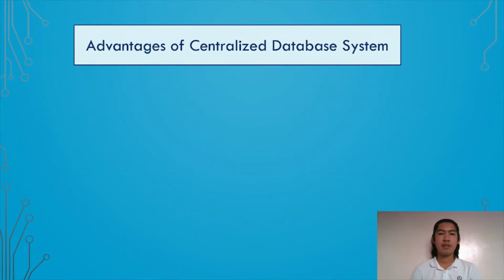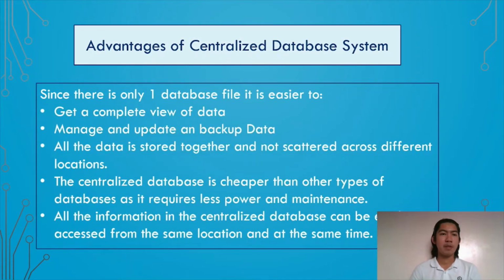Next is advantages of centralized database system. Since there is only one database file, it is easier to get a complete view of data. Next is manage and update and backup data. Next is all data is stored together and not scattered across different locations.